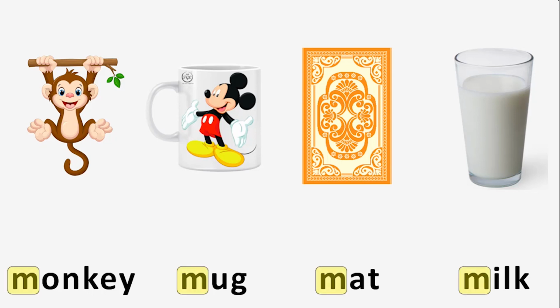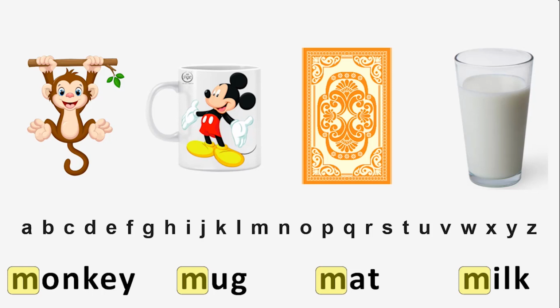Now see, the starting letter M is the same, right? And we have to arrange them in A to Z order. We are going to see the second letter of all these 4 words. Monkey starts with letter M, but the second letter is O. Mug starts with letter M, but the second letter is U. So we're going to see U. Similarly, mat starts with letter M, but the second letter is A. So we're going to see the letter A. Milk starts with letter M, but the second letter is I. So we're going to look at I.